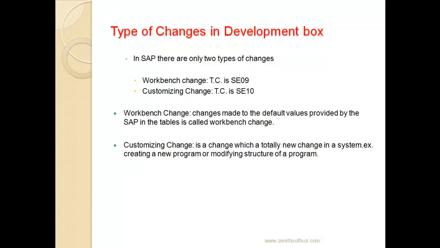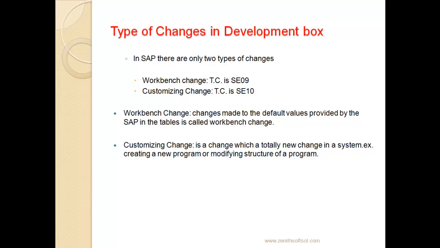So there are two types of changes in the development box. What are those two types of changes? One is a workbench change and the second is a customizing change. A workbench change is nothing but changes made to the default values provided by SAP in the tables. And a customizing change is a change which is totally new in a system. Example, creating a new program or modifying the structure of a program.